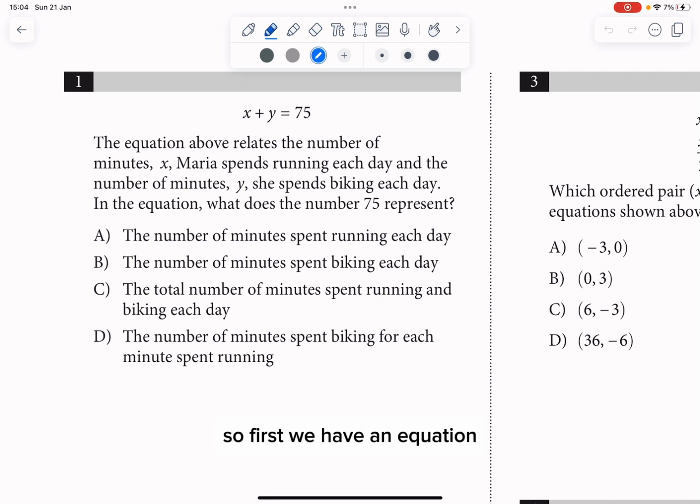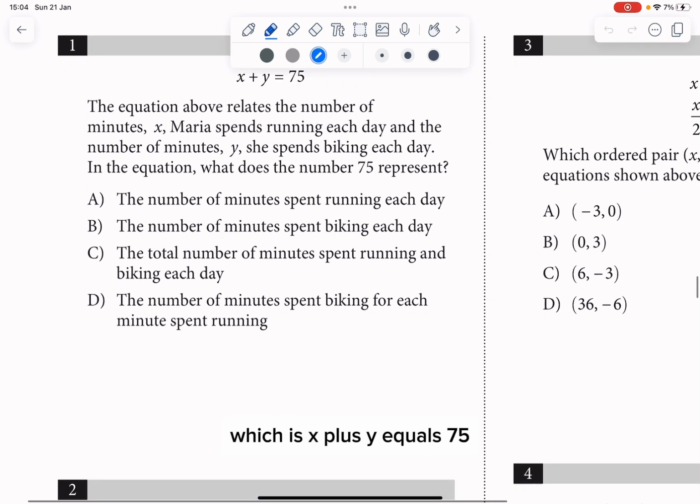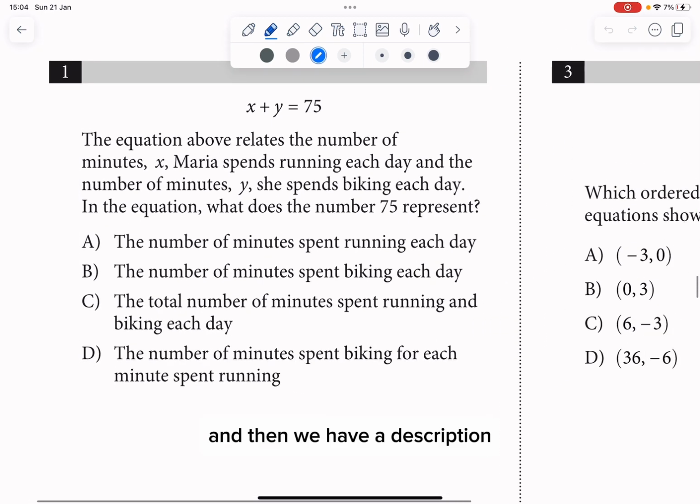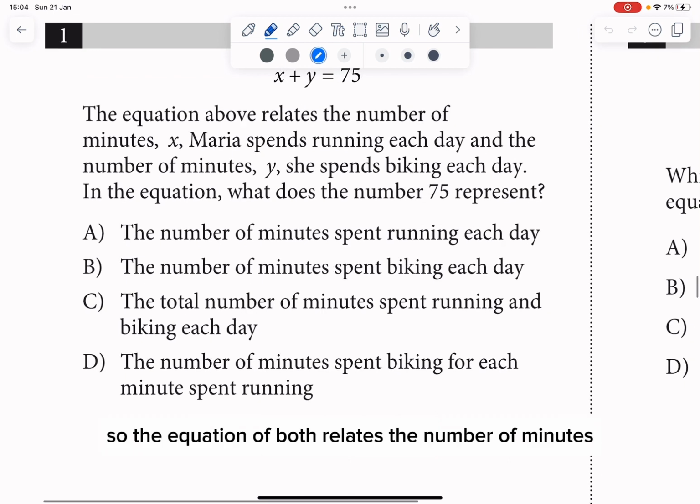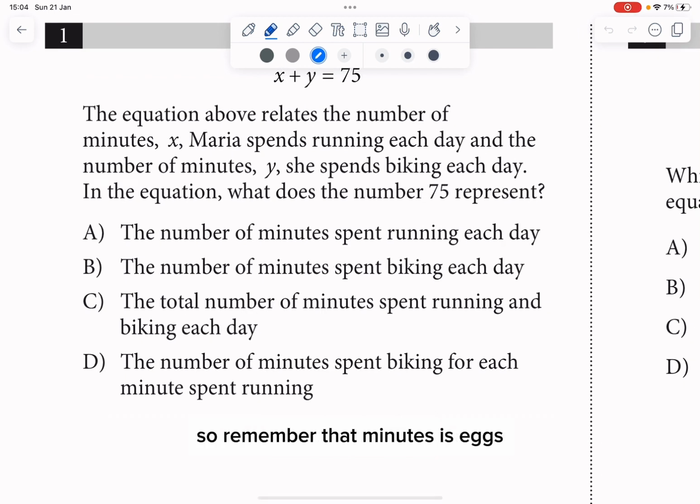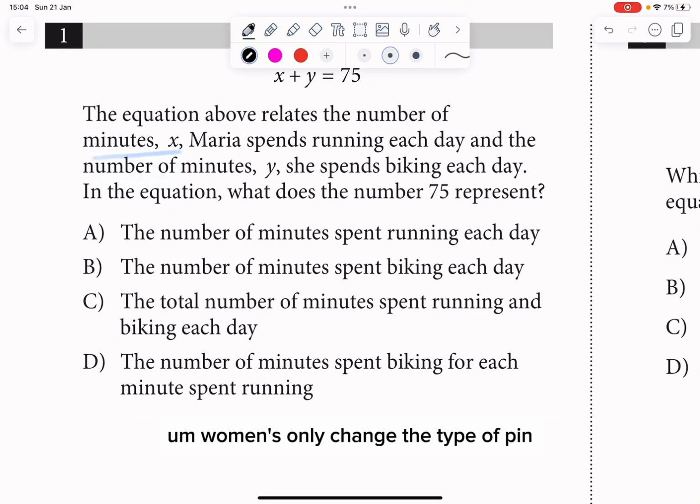Okay, so first we have an equation, which is x plus y equal to 75. And then we have a description, the explanation of that equation, what it is all about. So the equation above relates the number of minutes. So remember that minutes is x. One thing I love to do when I am reading this, wait a minute, let me change the type of pen because I don't really like this.